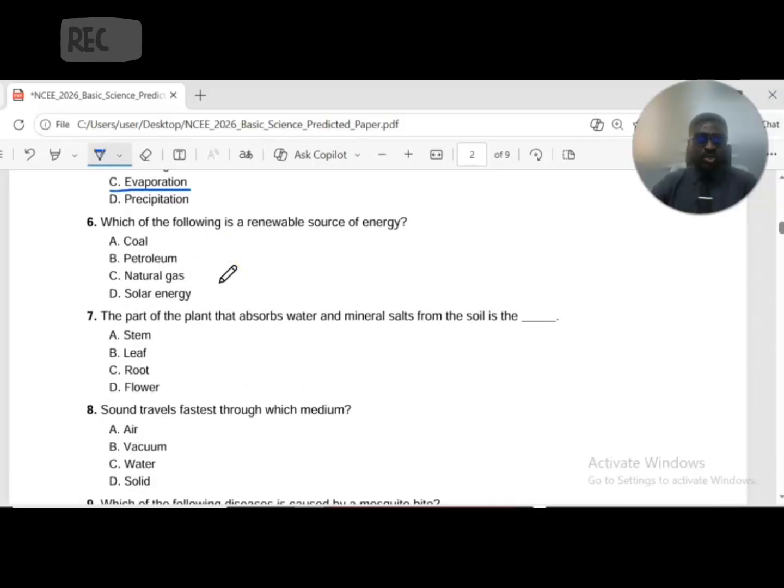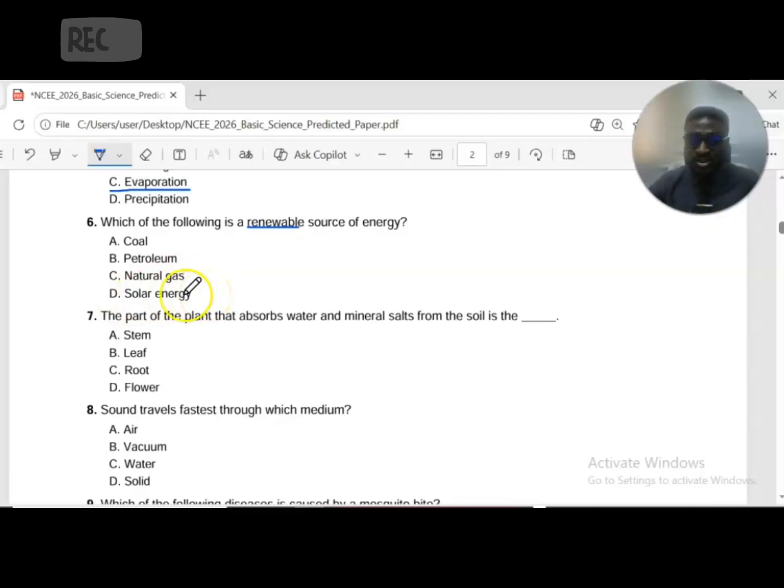Question 6. Which of the following is a renewable source of energy? The key word here is renewable. Which of these options is a renewable source of energy? Energy that can be reused from time to time is inexhaustible. You can get it day in, day out. It doesn't go into extinction. Option A, coal. Option B, petroleum. Option C, natural gas. Option D, solar energy.